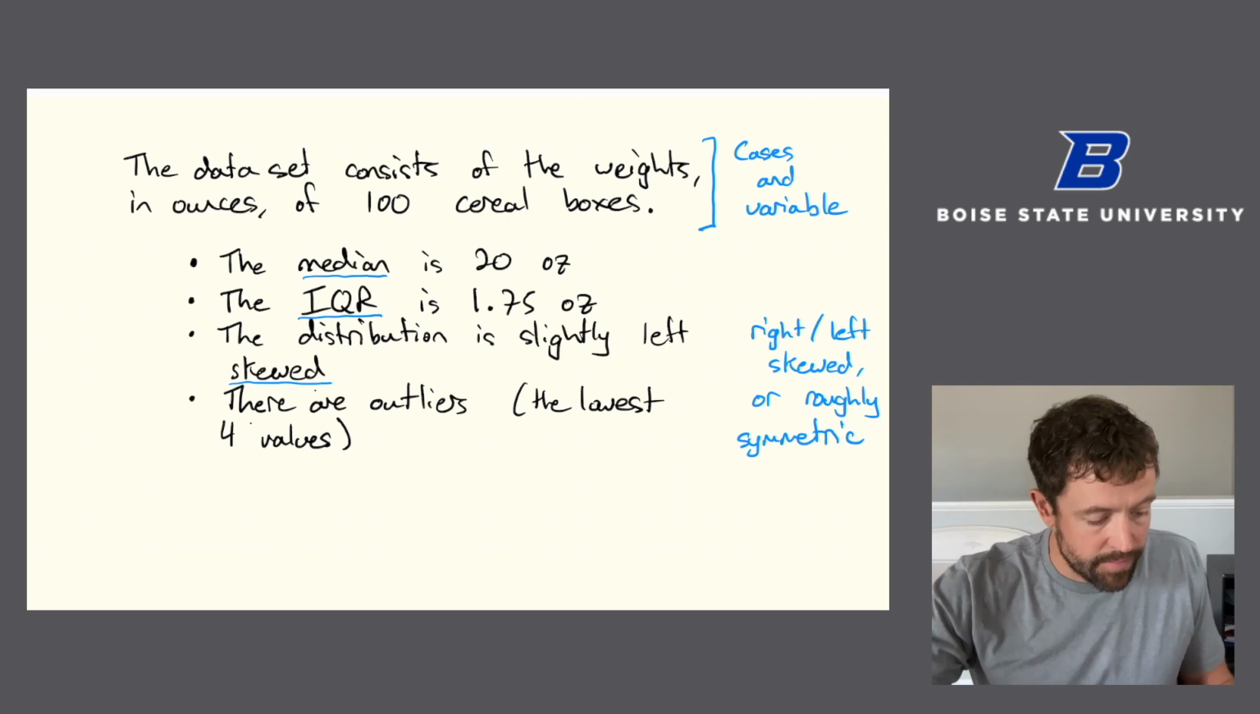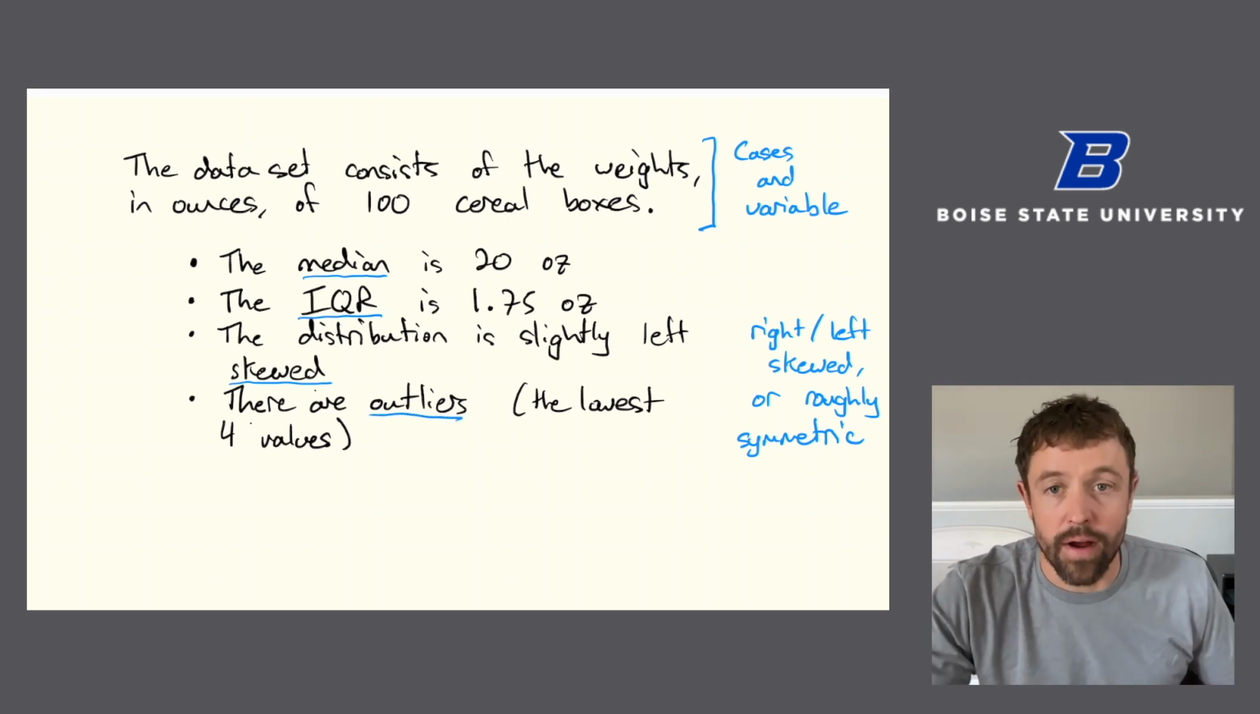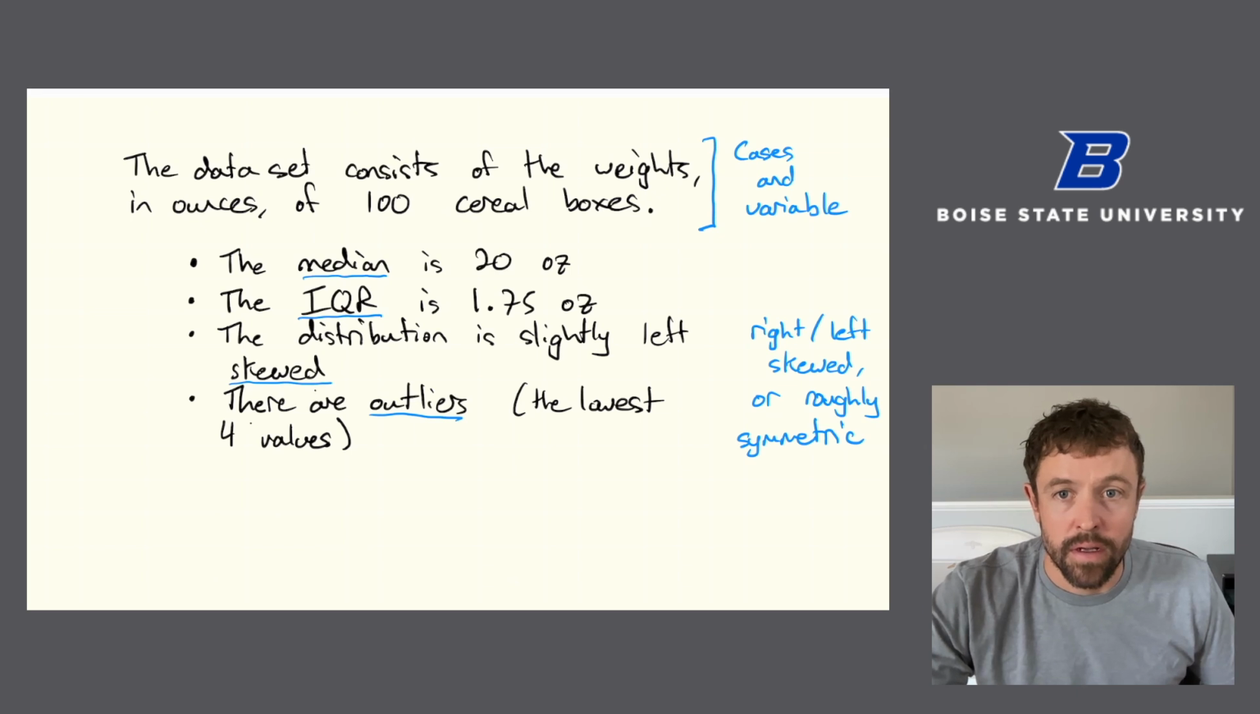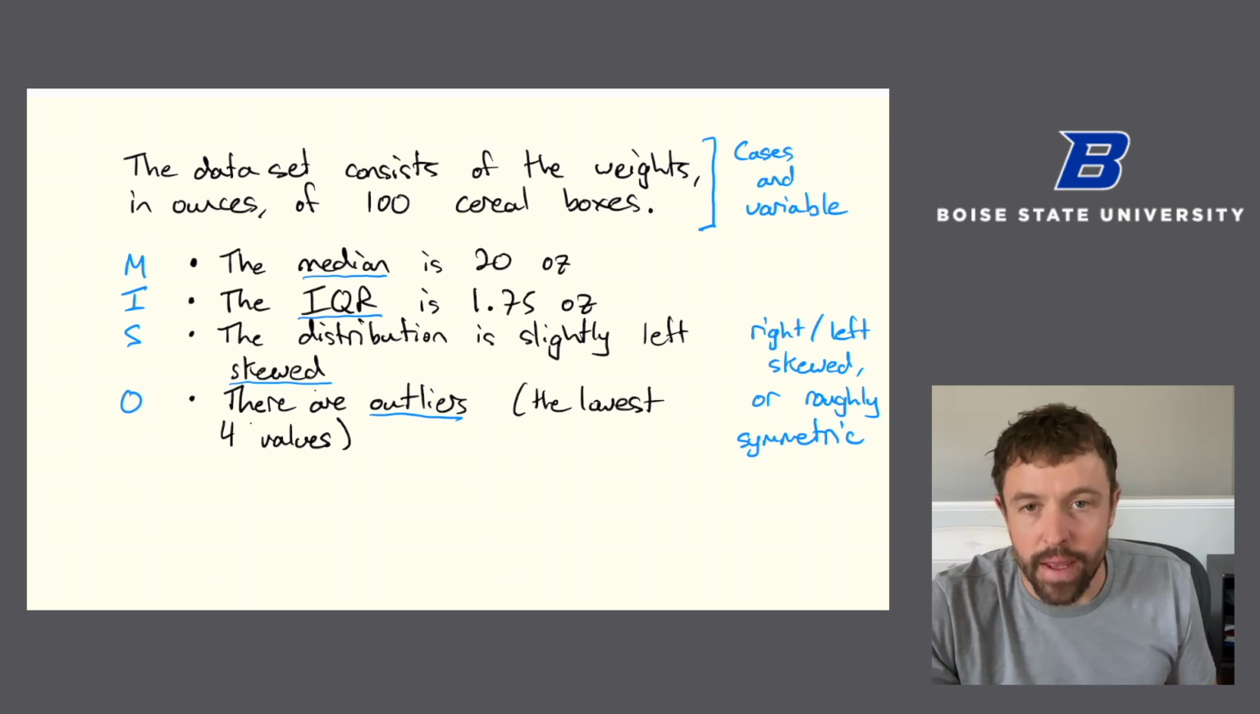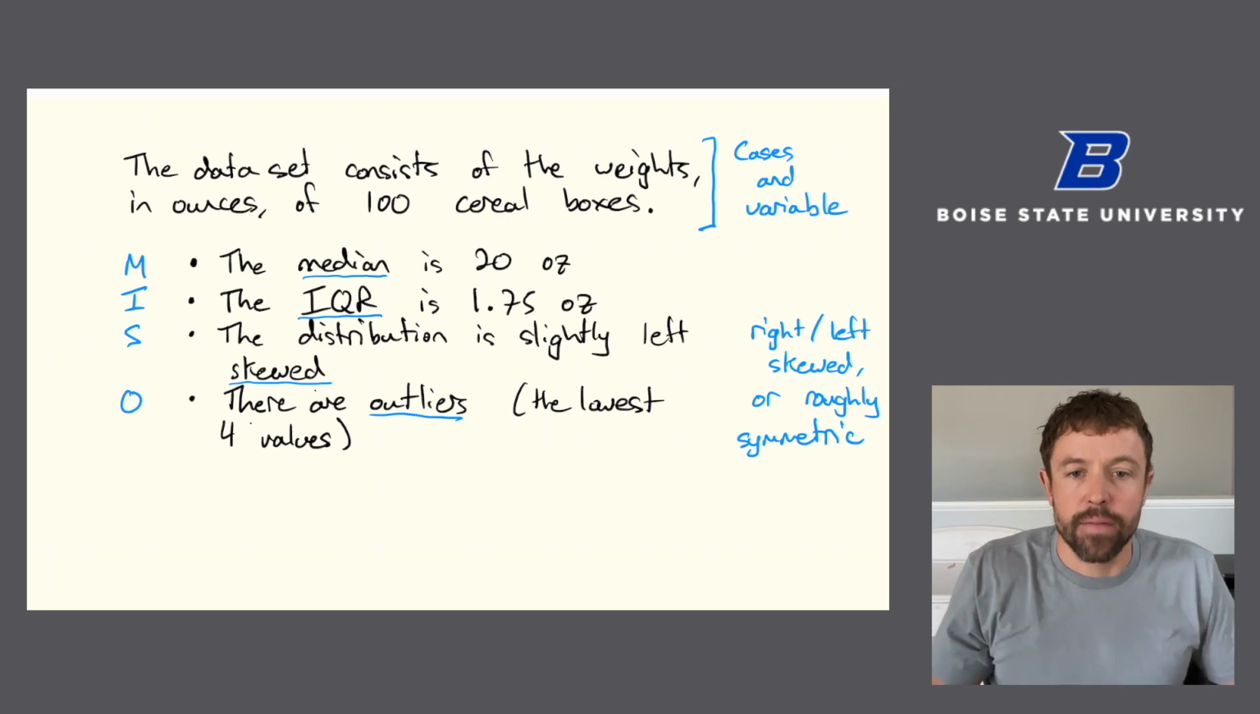And then finally, are there outliers? And so I guess if you wanted a mnemonic here, median, IQR, skew, or shape, outliers, so MISO, I guess could be a mnemonic. This is the information I want.